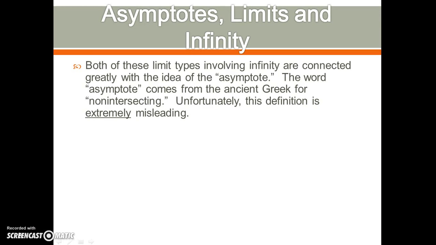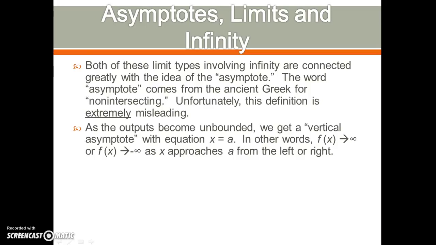So let's do a quick little review of the term asymptote. Both of the limit types involving infinity are connected greatly with the idea of the asymptote, which comes from the Greek word for non-intersecting. Unfortunately, this is extremely misleading, and you may have some of those misconceptions yourself about what it means to actually be a horizontal asymptote or a vertical asymptote.